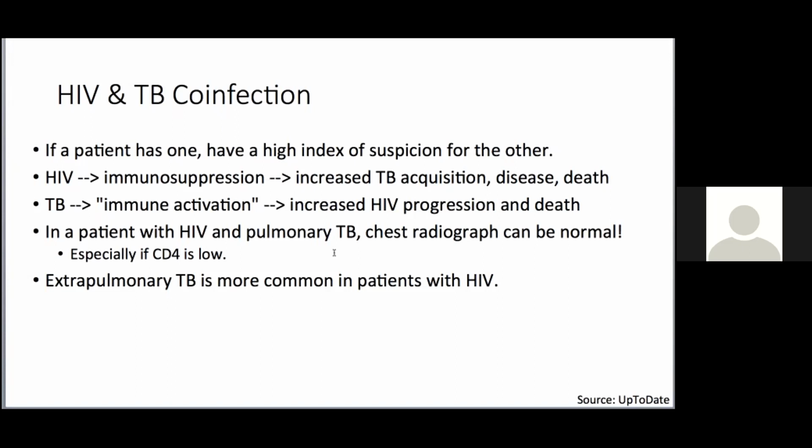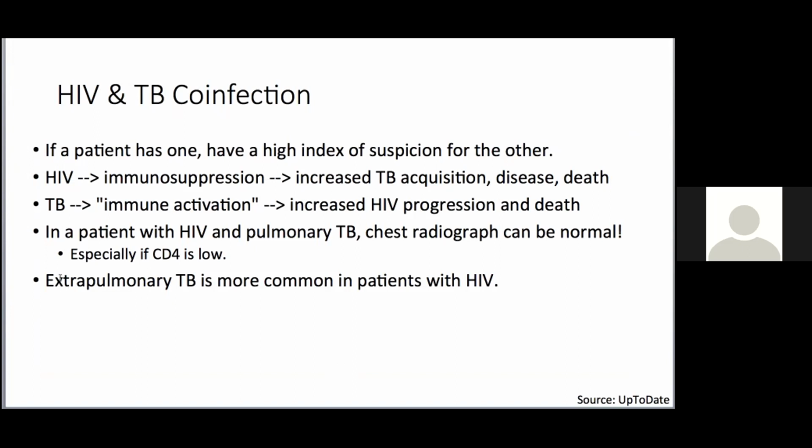And it's important to note, in a patient with HIV and pulmonary TB, the chest radiograph can be completely normal, especially if the CD4 count is low. And that was new to me. I was used to having high concern for pulmonary TB really based on the chest radiograph. But if they're so immunosuppressed, they might not have infiltrates, even though TB is in the lungs.